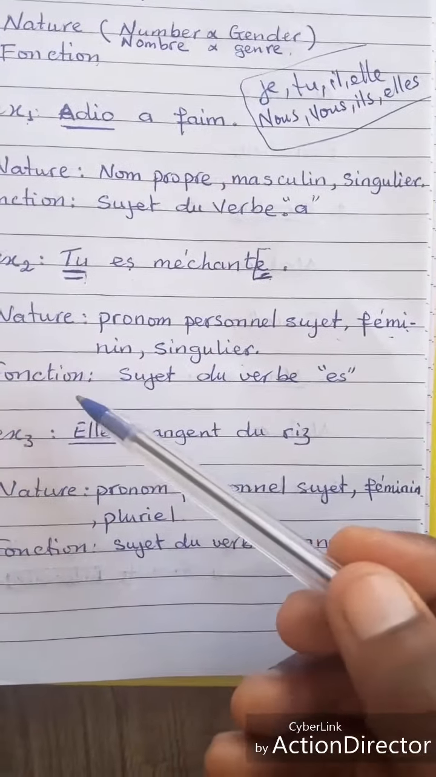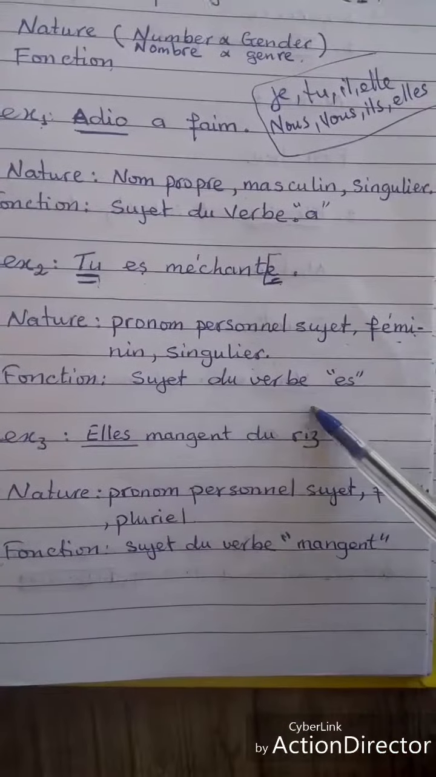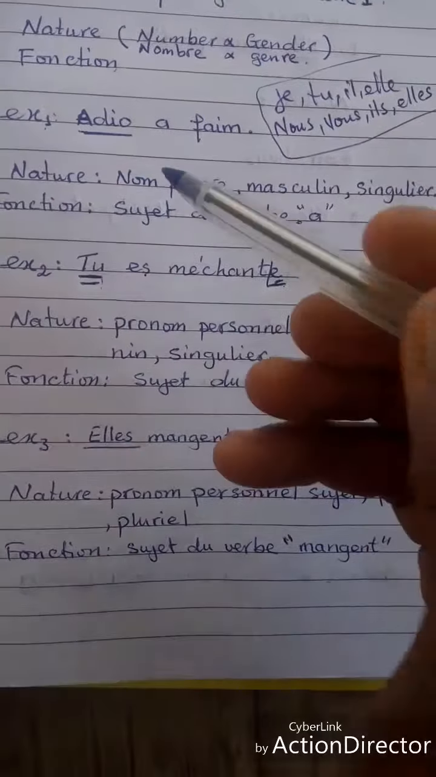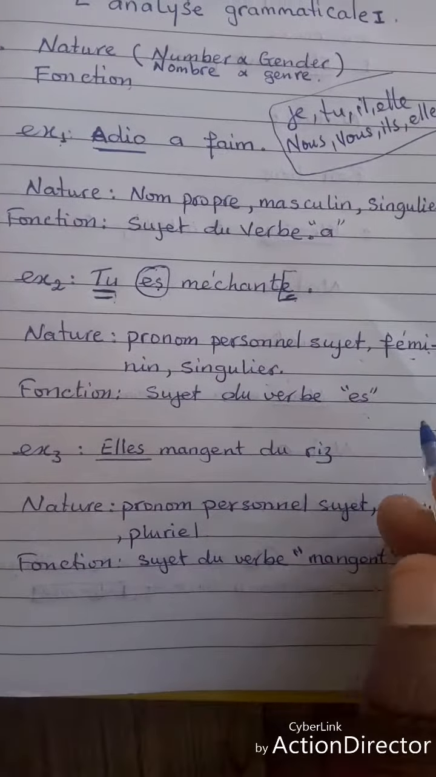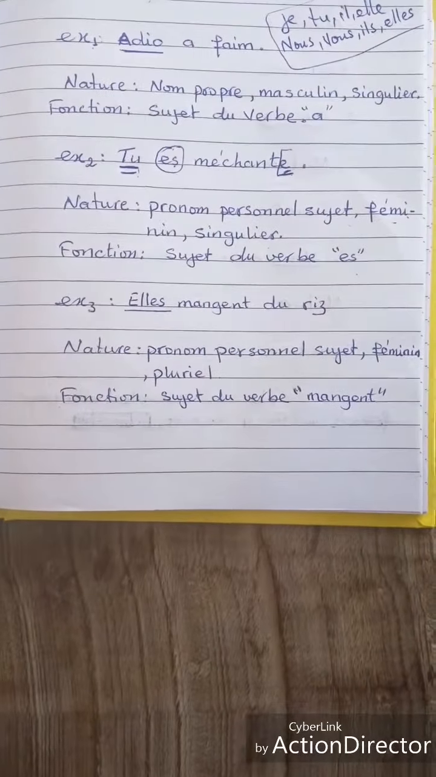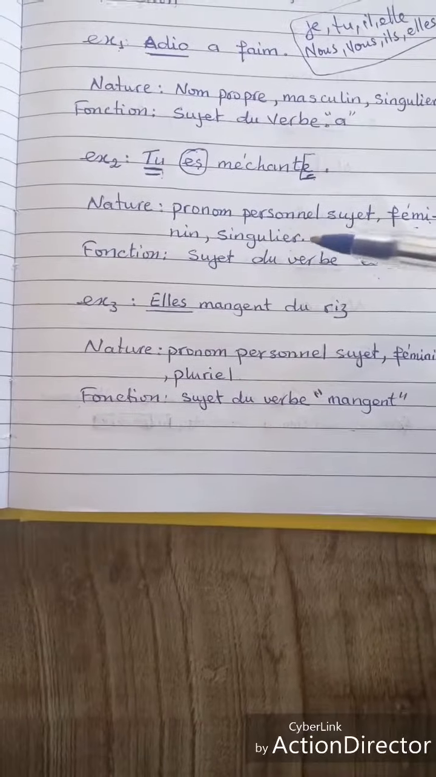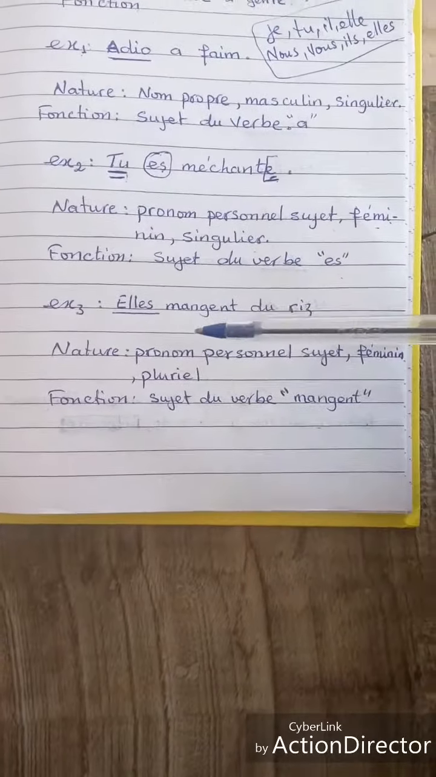Now the function. The function is sujet du verbe est. This is the verb here. So, sujet du verbe est. This is how we write it. So I think that you are understanding it now. With the third example, you will understand it better.